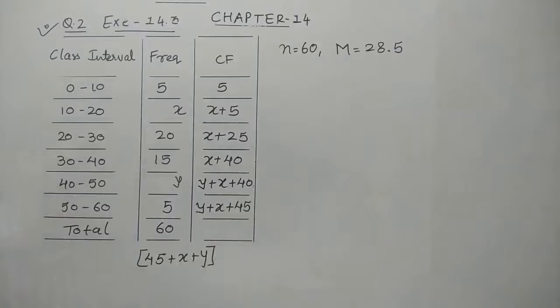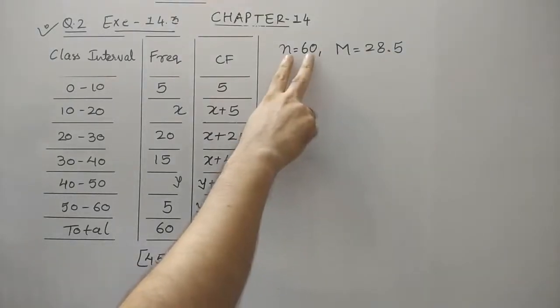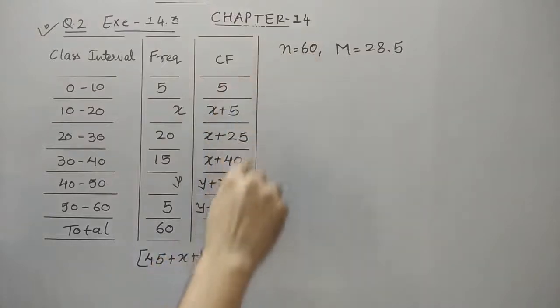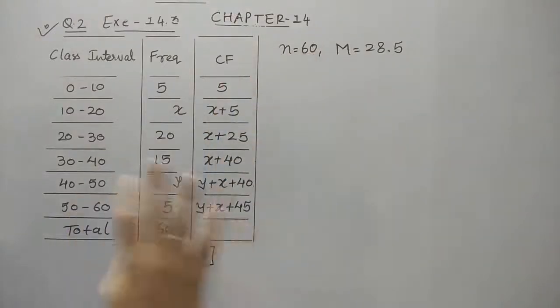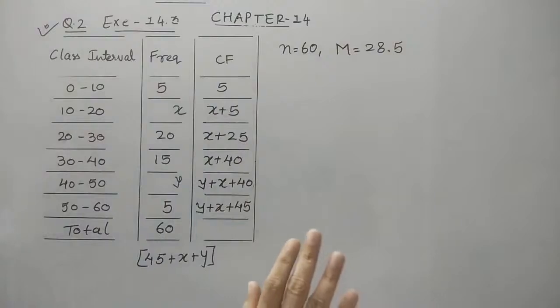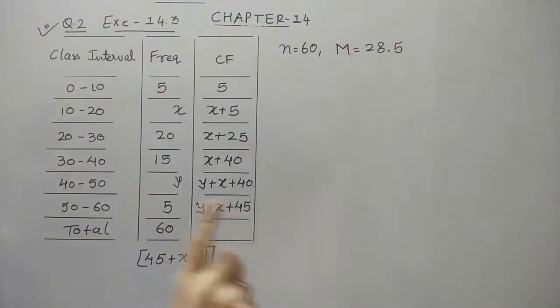If we want to find out the median class, what we used to do is halve the total, that is 30, and then find it. But in the missing frequency problem, we are not going with that method. How to find out the median class in the missing frequency?